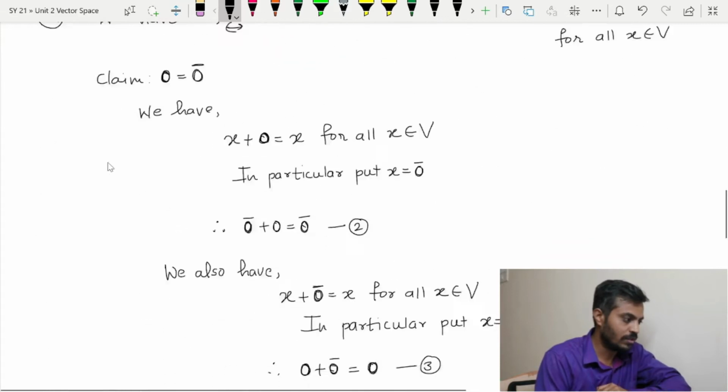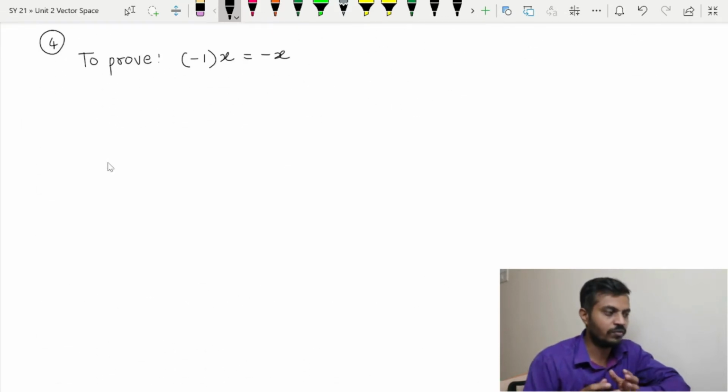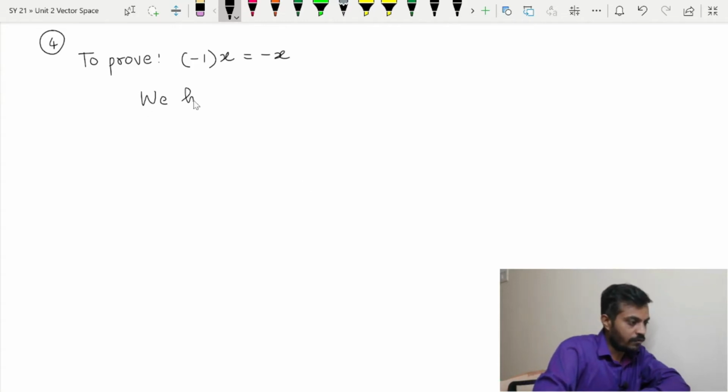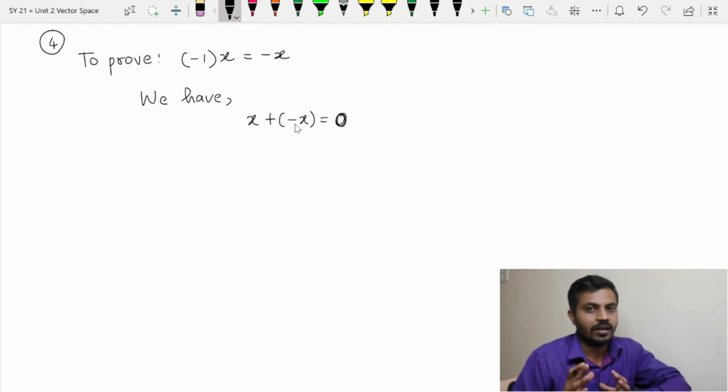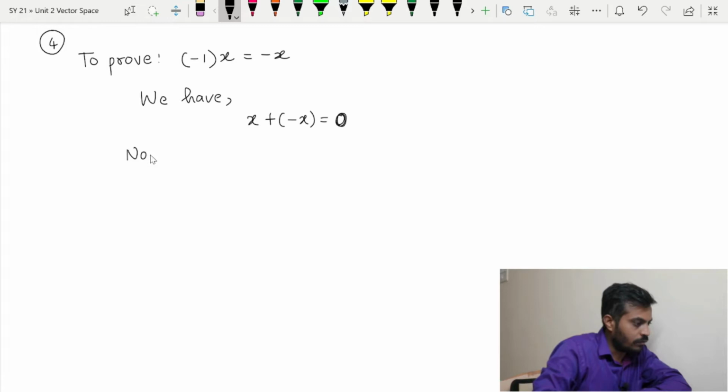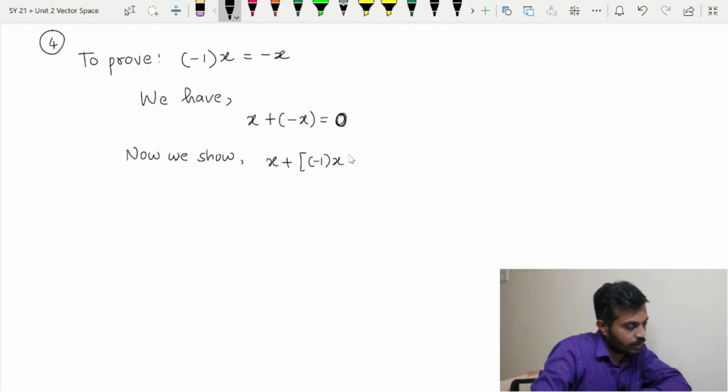Let me show you. I have written here to prove minus 1 x is equal to minus x, but we already have x plus minus x is equal to 0 vector. Take a note that before this we have already proved that the additive inverse is unique. So if I am able to prove that x plus minus 1 multiplied by x is equal to a 0 vector.